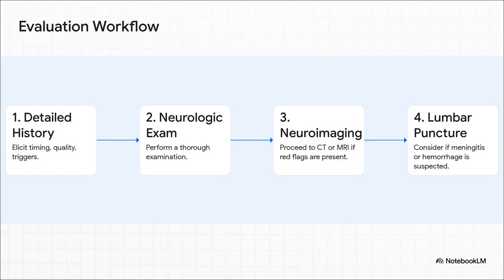You start with your clinical skills, a great history and exam. If and only if you find red flags, that's your trigger to escalate to neuroimaging. And if your suspicion for something like meningitis or a bleed is still super high, despite a normal CT scan, that's when you consider a lumbar puncture.